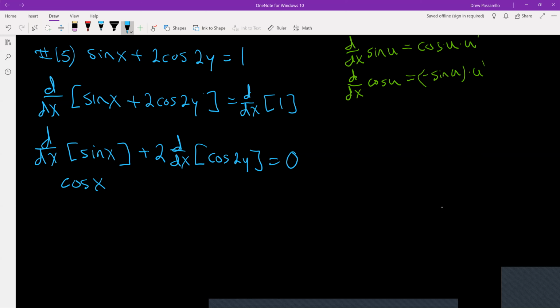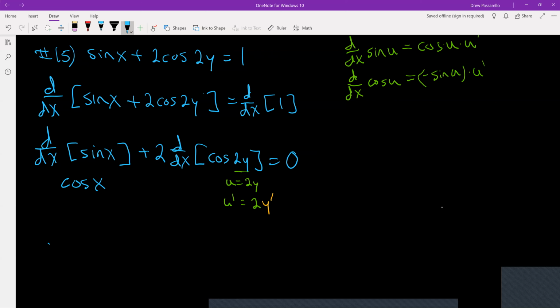Now for the second thing, d dx of cosine of 2y. I'm going to let u be the 2y part. So then u prime is the derivative of 2y, which is 2. But since I'm involving the variable y, I need to attach a y prime. What's in yellow is the y prime, because I'm taking the derivative of some variable y. So the derivative of 2 times y is 2 times 1, which is 2, and then I put a y prime with it since it involves the variable y.